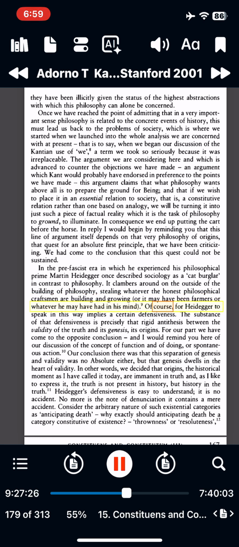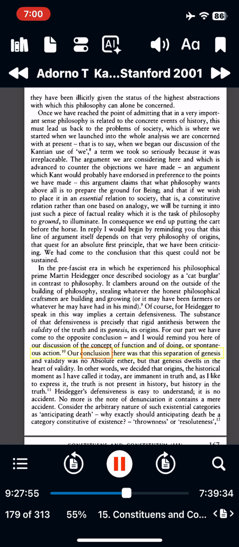Point 9. Of course, for Heidegger to speak in this way implies a certain defensiveness. The substance of that defensiveness is precisely that rigid antithesis between the validity of the truth and its genesis, its origins. For our part, we have come to the opposite conclusion, and I would remind you here of our discussion of the concept of function and of doing, or spontaneous action.